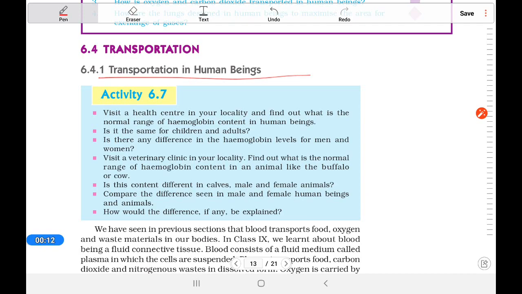In an earlier chapter, we saw that the food, the oxygen and all the materials should reach every cell in our body, so that the body can do its work, do respiration and produce energy. But how will all these things be transported?